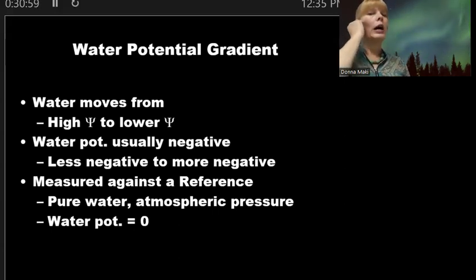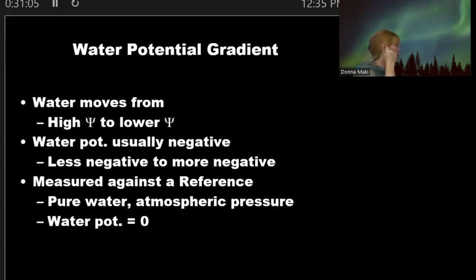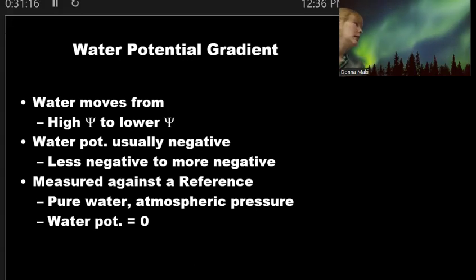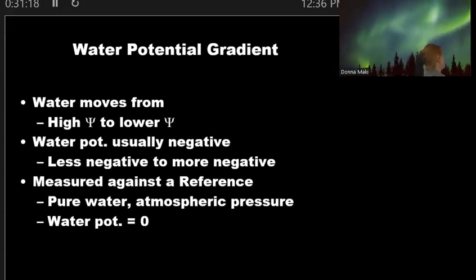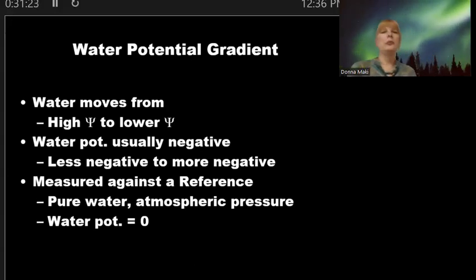Okay, so water moves down a water potential gradient. You could think of it that way. It's true that it moves from a high water potential to a lower, but because in the xylem we're talking about negative situations, the negative scale, it's actually more accurate to say water moves from a less negative water potential to a more negative water potential.